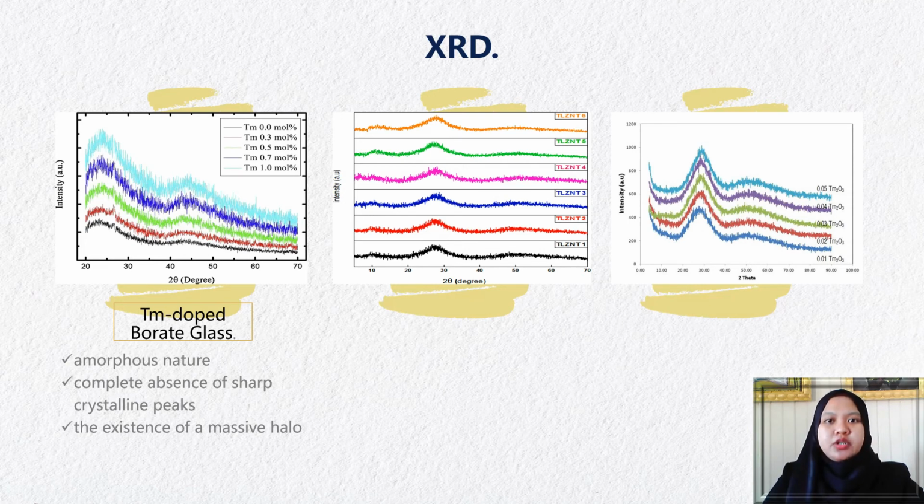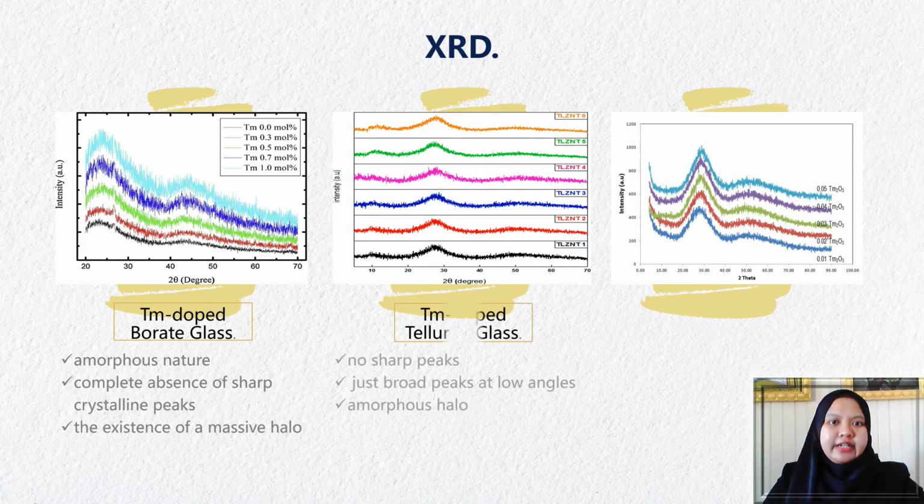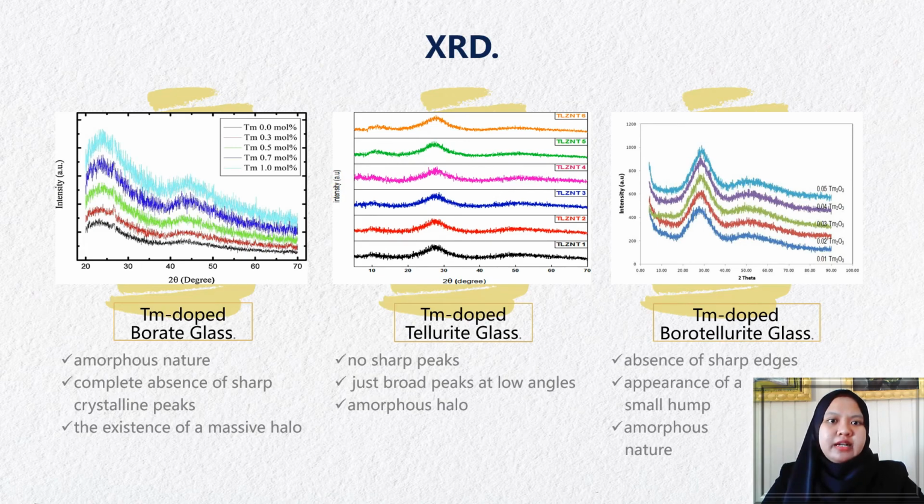2021, there were no sharp peaks in the XRD pattern of the tellurite glass sample, just a broad peak at a low angle, and the amorphous halo verifies the glass sample was amorphous in nature since there was no indication of crystalline phase. Next, the absence of peaks in the XRD pattern for the borotellurite glass sample confirmed the amorphous nature of the sample.